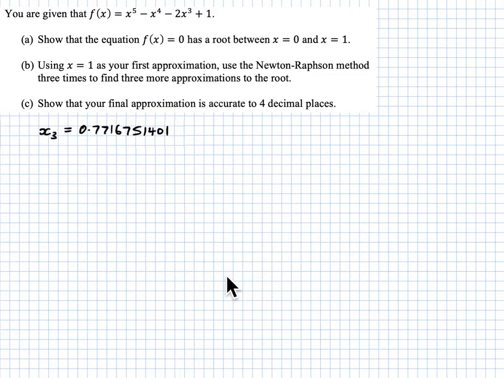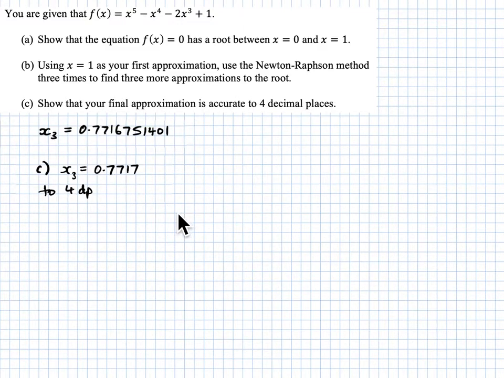Let's move on and look at part C. So I'll write out x3 again. And for part C, they wanted us to show it's accurate to 4 decimal places. So this value for x3 rounds to that to 4 decimal places. So we're saying the root also rounds to that to 4 decimal places. How do we check that?